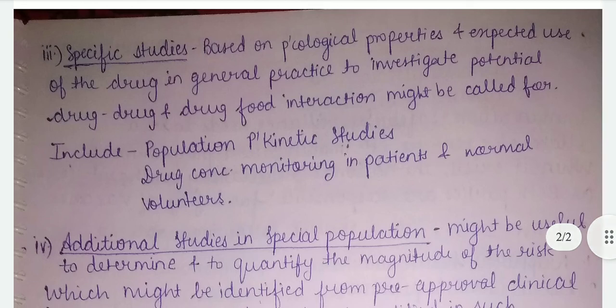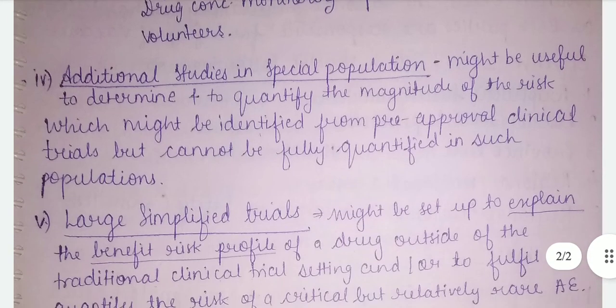Next are specific studies. It is based on the pharmacological properties and expected use of the drug in general practice, to investigate potential drug and food interactions that might be called for. It includes population pharmacokinetic studies, drug concentration monitoring in patients and normal volunteers. And the fourth one is additional studies in special populations, which might be useful to determine and to quantify the magnitude of the risk which might be identified from pre-approval clinical trials but cannot be fully quantified in such populations.